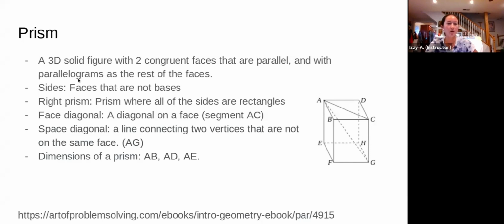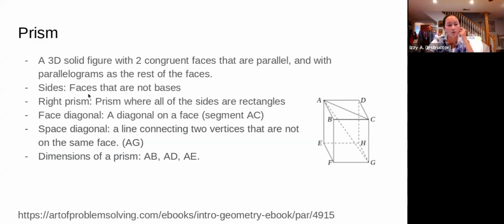So remember, parallelograms are shapes where the four edges are parallel, so there are two pairs of parallel lines or parallel segments. So it can be a rectangle, a square, and then there's also, of course, the specific type of parallelogram that you think about when you say the word parallelogram. But yeah, so that's basically what a prism is.